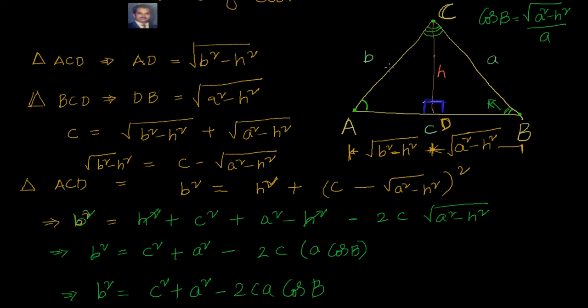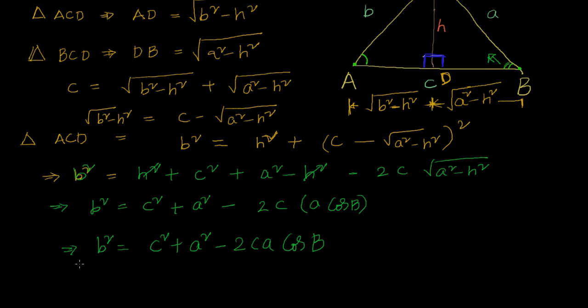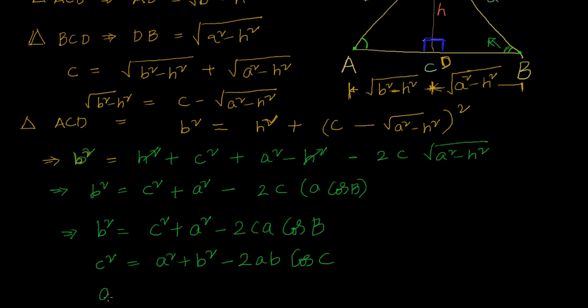and create an altitude h1, and you do the same way whatever we have done, you will get c square equal to a square plus b square minus 2ab cos c. One more is a square equal to b square plus c square minus 2bc cos a. This is nothing but law of cosines formulas. These three formulas are known as law of cosines formulas.